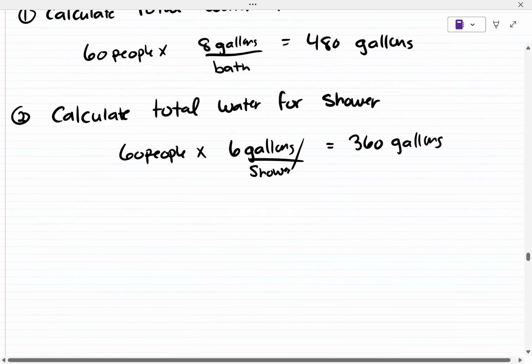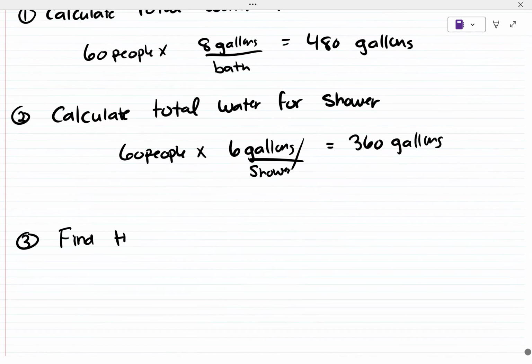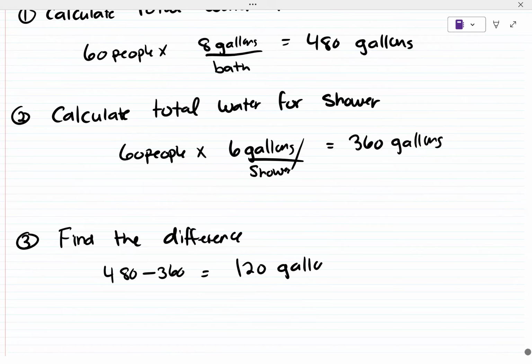Okay, step three, find the difference. So it's going to be 480 minus 360 equals 120 gallons. Okay, so your answer is 120 gallons.